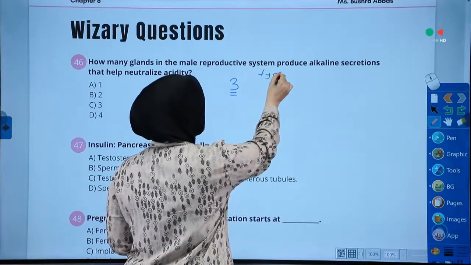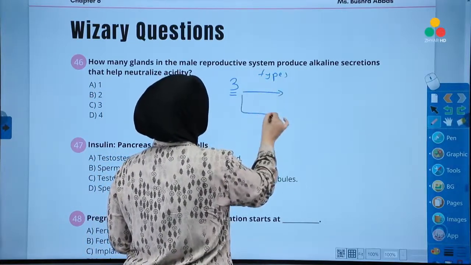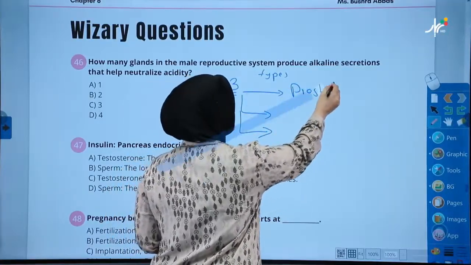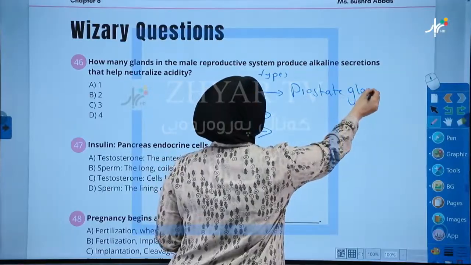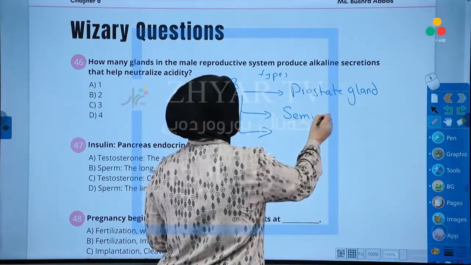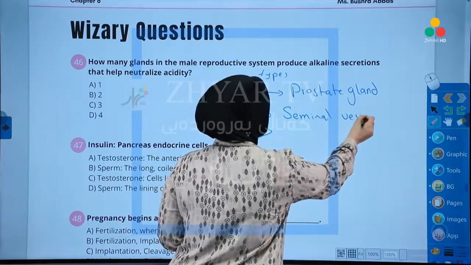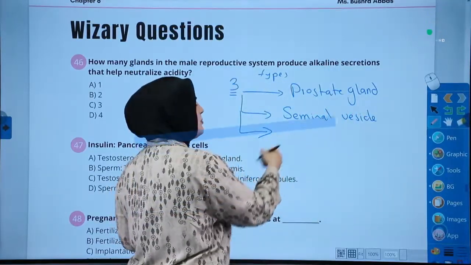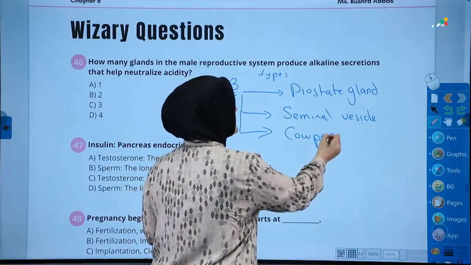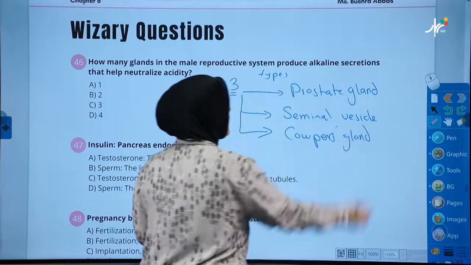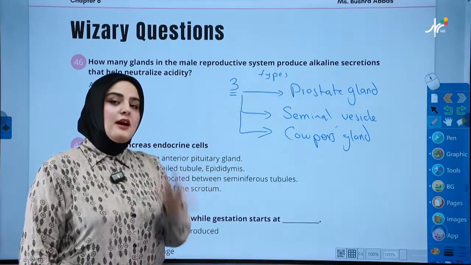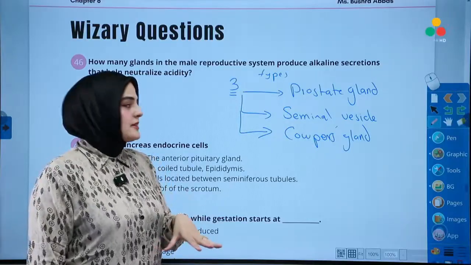Remember, what did we say? Types. The first type, second, and third. The first one, we have the prostate gland, okay? And then we have the seminal vesicle. Then we have the bulbourethral or Cowper's gland. Let's write down Cowper's gland.